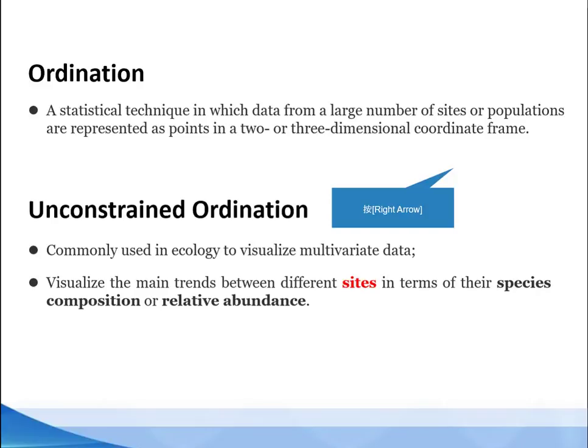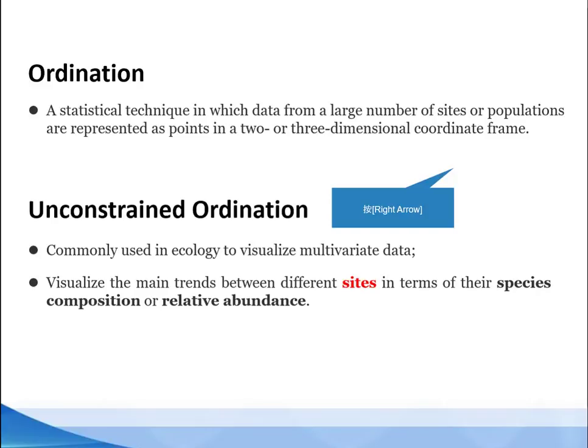For the webinar of the course FWF 525, my topic is about the unconstrained ordination analysis. At first, I want to roughly introduce the ordination. Ordination is a statistical technique in which data from a large number of sites or populations are represented as points in a 2 or 3-dimensional coordinate frame, including constrained ordination and unconstrained ordination.